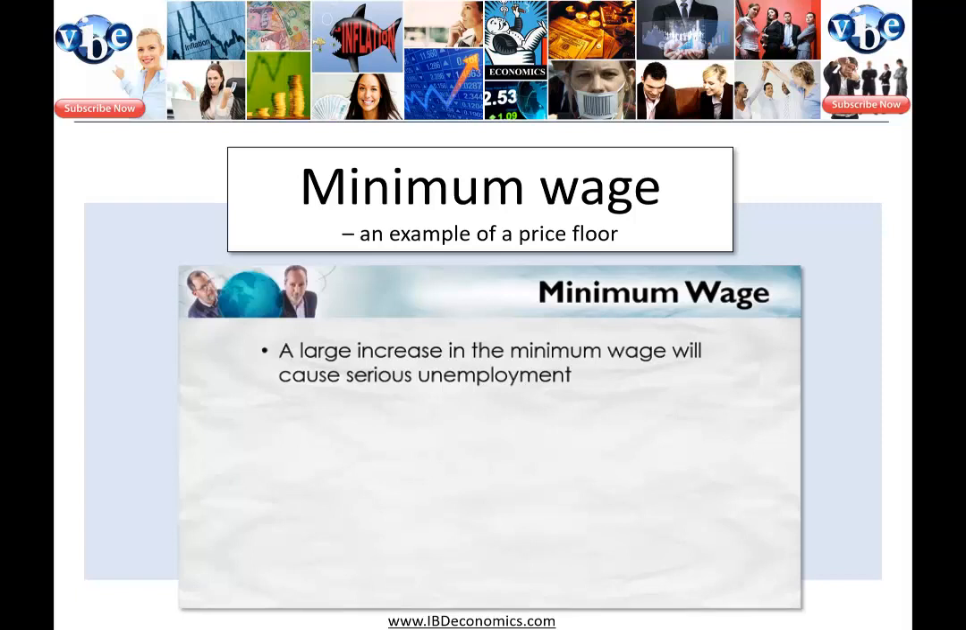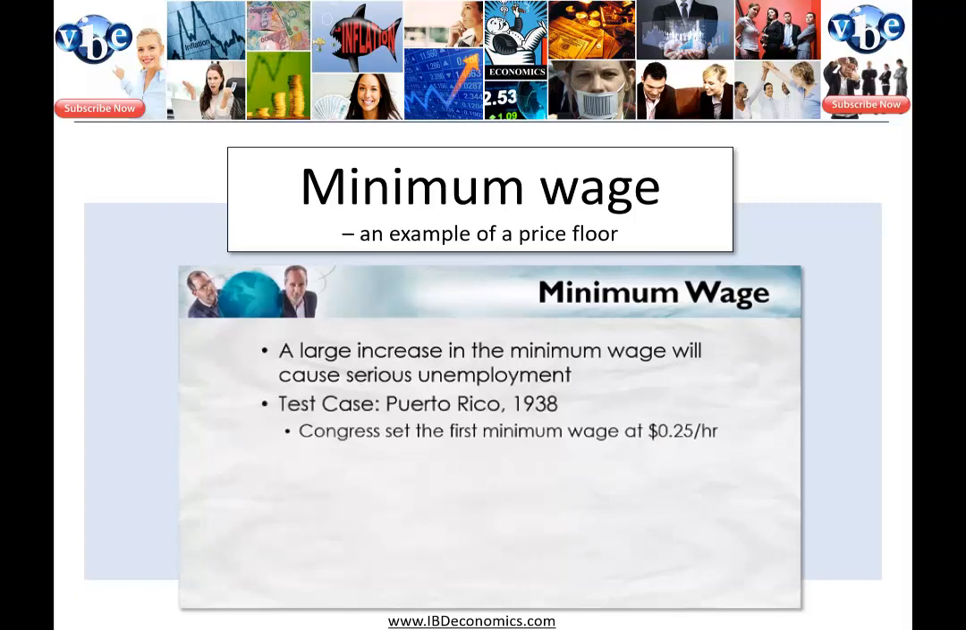What about $20, $25, $100, $500 an hour? Would we all be rich at that point? Would we all be receiving wages of $500 an hour? Of course not. Most of us would be unemployed. So a large increase in the minimum wage is going to cause serious unemployment.